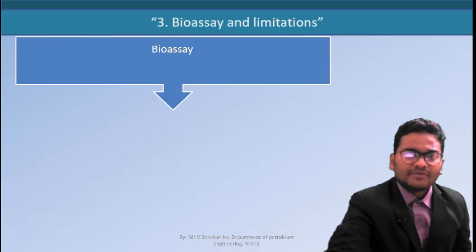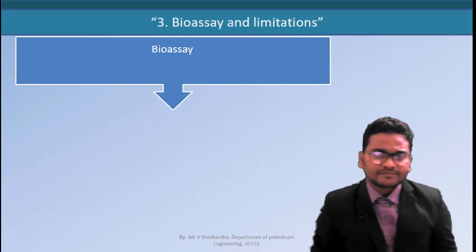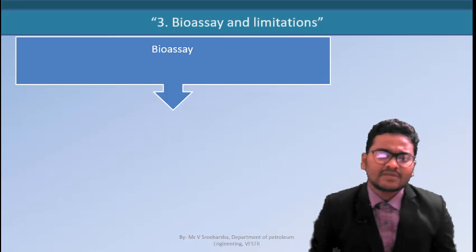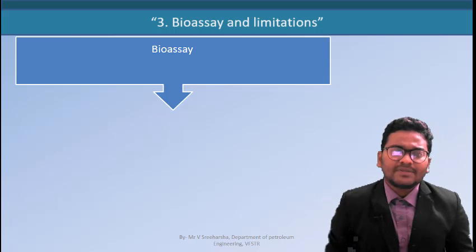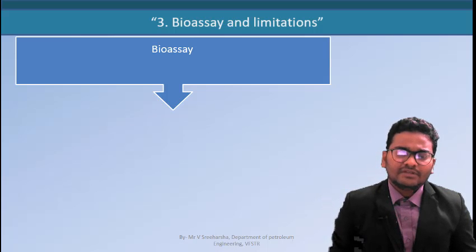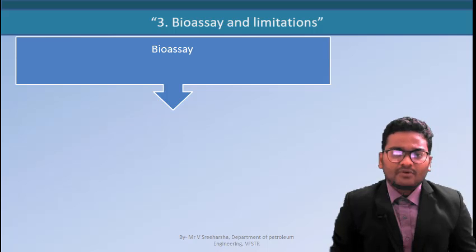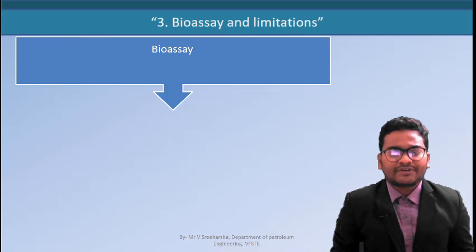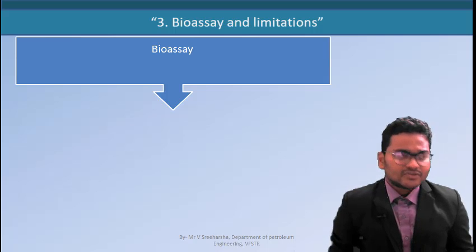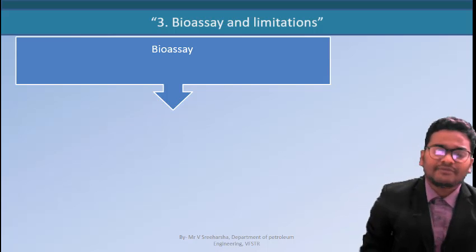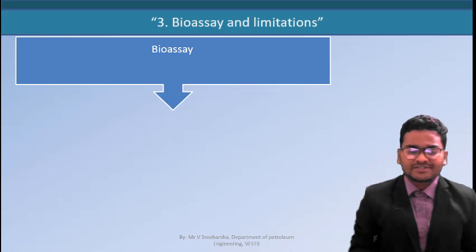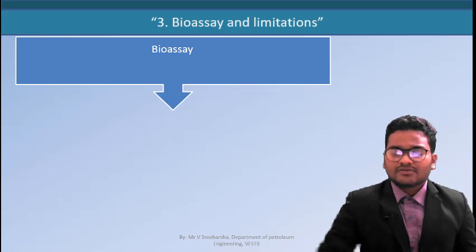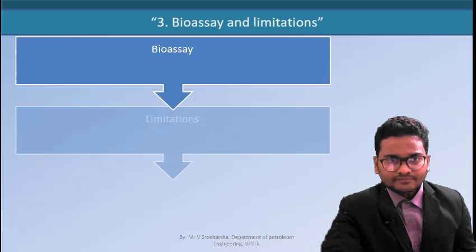So in bioassay, what will we do? We will use some laboratory equipment and laboratory substances. We will keep them with the microorganisms in the same laboratory, in the same equipment, and we test it. By testing it, we will know how much effect the substance gives on the microorganism. According to these effects formed on the microorganism, we will prepare a drug. So that is called a bioassay.